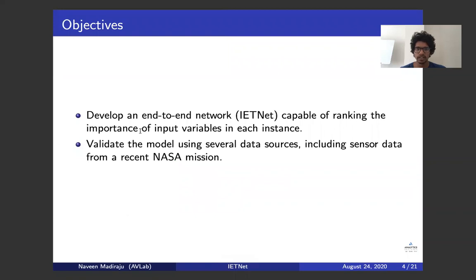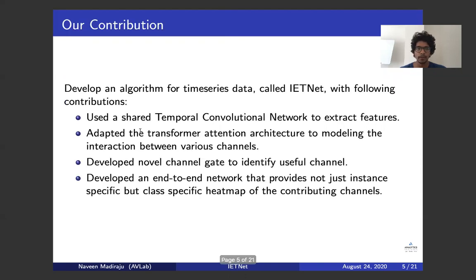The objective is to develop an end-to-end network capable of ranking the importance of input variables of each instance. We have validated using multiple data sources, specifically recent NASA mission sensor data. Our contribution is multifold. We have used a shared temporal convolutional network to extract features. We have adapted transformer attention architecture to model the interactions between various channels. We have also developed a novel channel gate to identify useful channels. All of this is an end-to-end framework that is learnable.